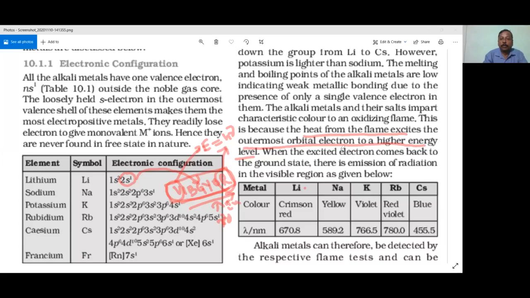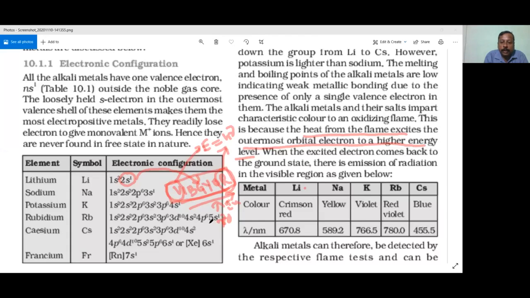Now coming back, here lithium is the smallest atom. Does it require more energy to excite or less energy to excite? I am giving you two options. Lithium being the smallest of the alkali metals, it requires high energy. So what will it use? It will use the colors V, I, B, G, Y, O. The only color given to the flame will be crimson red. This is the reason why lithium is crimson red.